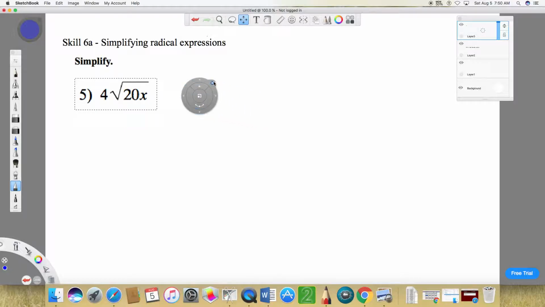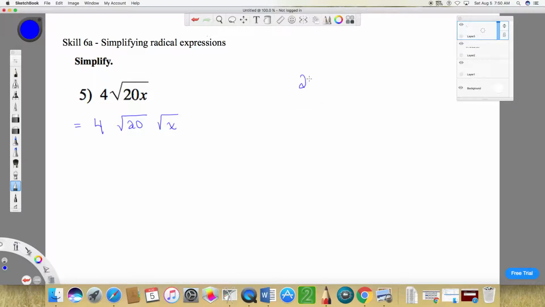So again, we have a multiplier out here in front, and this time we have a variable that's underneath our radical here. So we can split that apart, because we know that multiplication, we can write it as the product of two separate radicals.